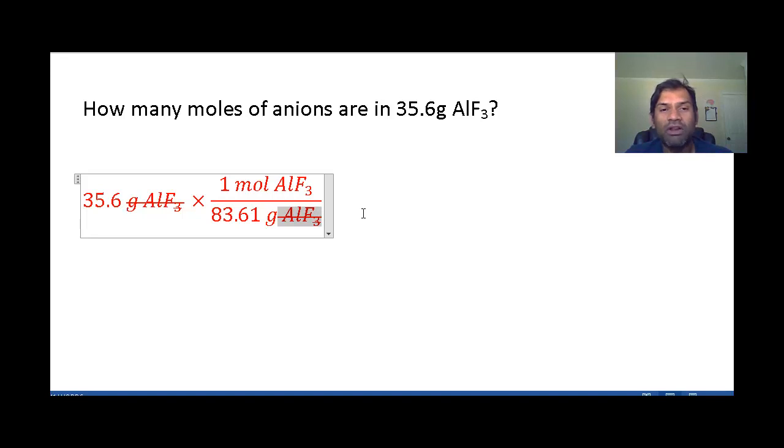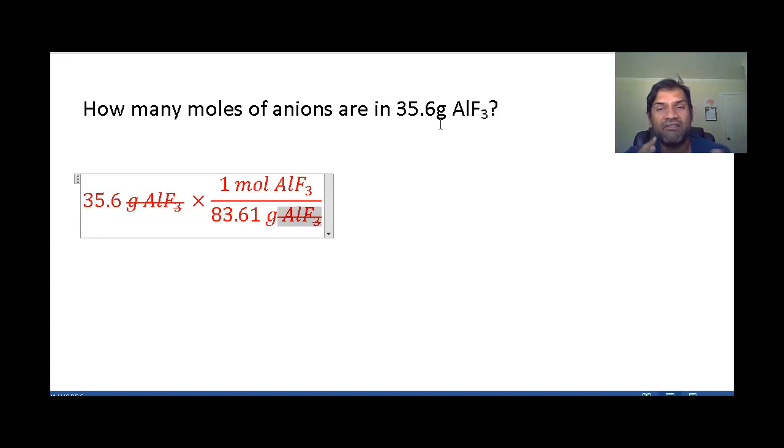For every 1 mole of AlF3, there's actually 3 moles of fluorine F. So why am I pinpointing on fluorine? Is because this problem is asking for moles of anions. Anions are negatively charged particles. So fluorine is F minus. The halogens are always going to be F minus, minus 1 charge. And Al is going to have always a plus 3 charge.